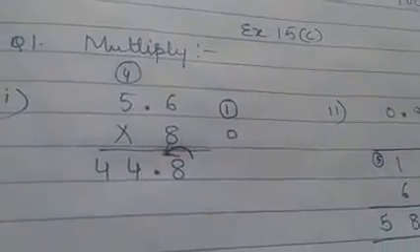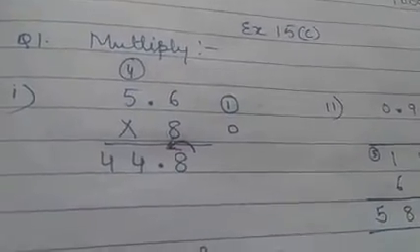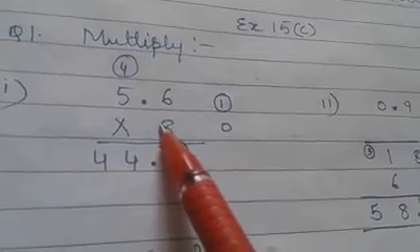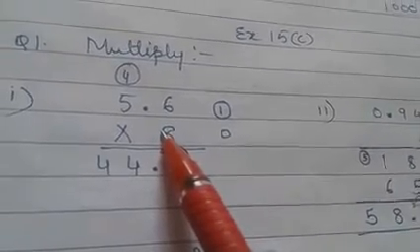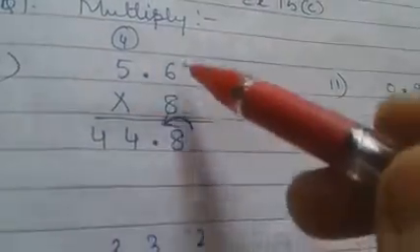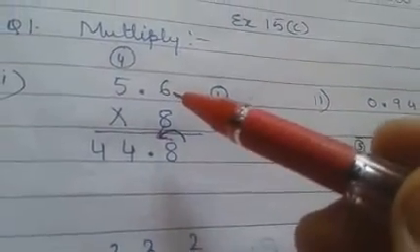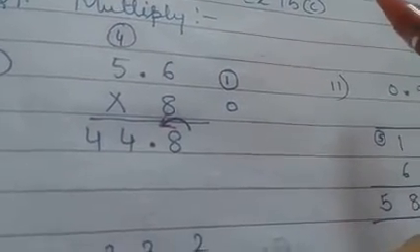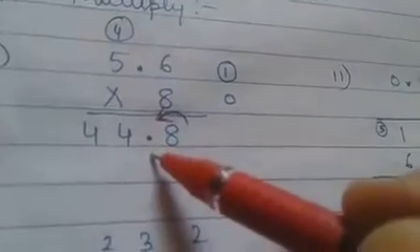Now, how to multiply when one number is a decimal number and the other is a whole number? Whole numbers means counting numbers. You multiply as usual, the way you studied in 3rd, 4th and 5th standard. There is no change in the multiplication. Only the story is different when you put the point.